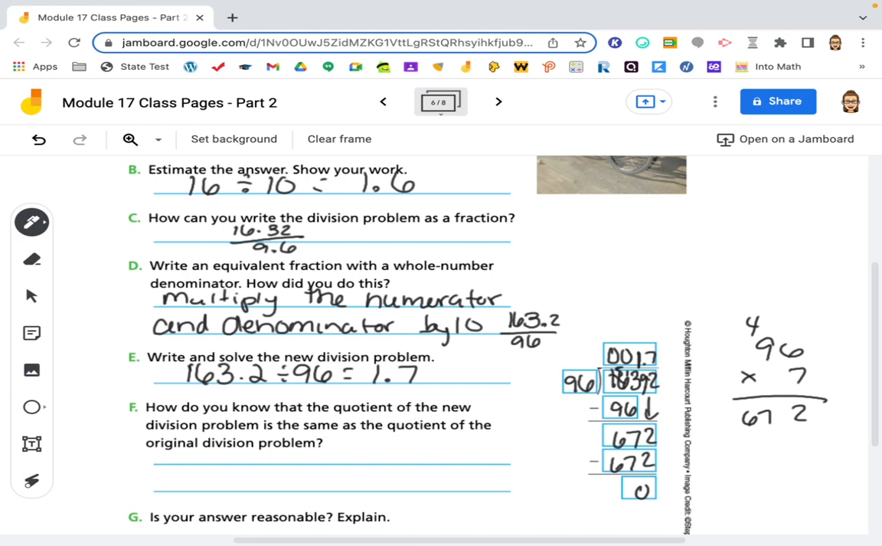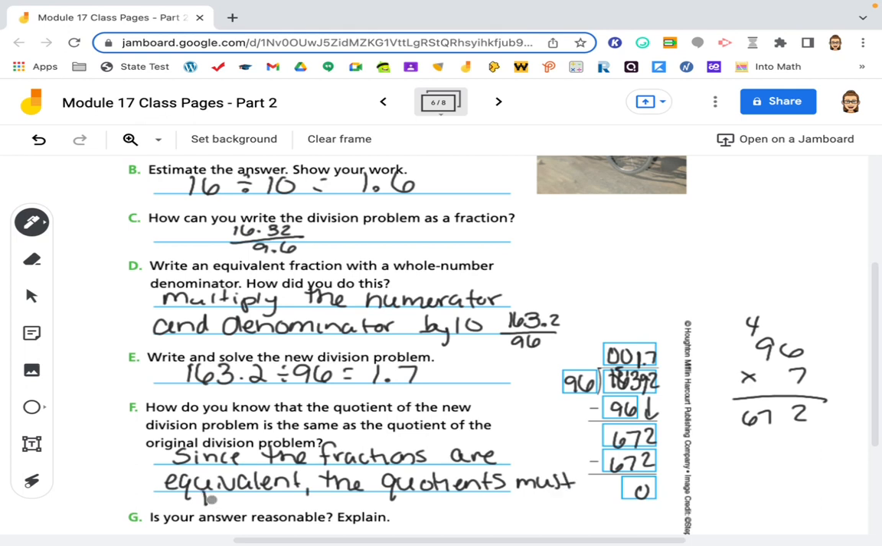So it says, how do you know the quotient of the new division problem is the same as the quotient of the original division problem? Again, since the fractions are equivalent, the quotient must be the same.